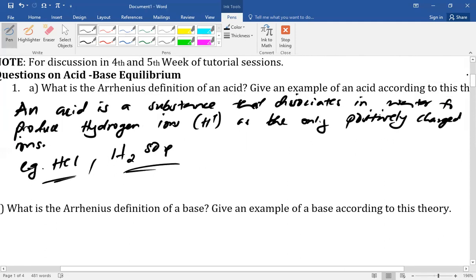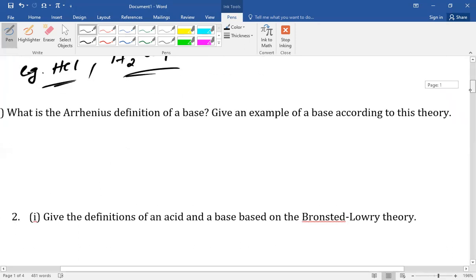It says that an acid is a substance that dissociates, or rather dissolves in water to produce hydrogen ions as the only positively charged ion. So that's the Arrhenius definition of an acid. Then we have the Arrhenius definition of a base.